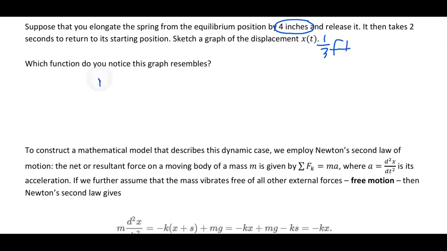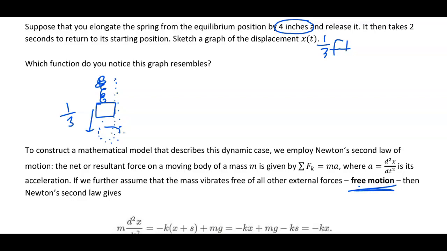So let's graph kind of what's going on here. You have your spring, right? Here's the equilibrium position. You pull the spring down 1/3 of a foot, and then let's think about what happens. You just let it go. So it goes up, because you pulled it down. It's going to go up, and then it's going to come back down, assuming, of course, that there's no wind or anything like that. We're going to call it free motion. It's just letting it go.